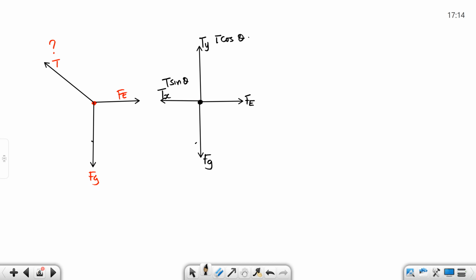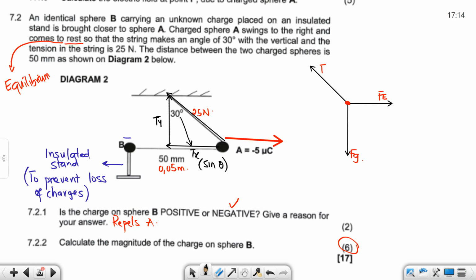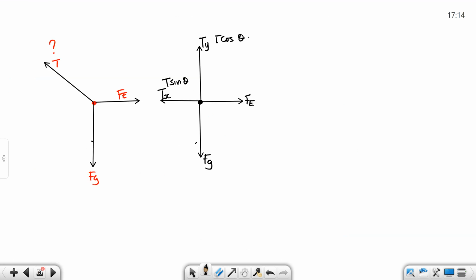What are we looking for? We are looking for the magnitude. Now, guys, I cannot get magnitude until I get the force. Let's break it down. F equals to what? K Q1 Q2 over R squared. But I have a challenge. I don't know the force. That's a big problem. It means there are two unknowns.